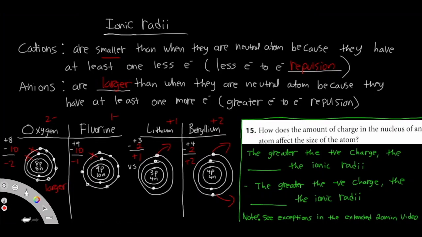Lastly, number 15, green question of the day. How does the amount of charge in the nucleus of an atom affect the size of the atom? So we've already went over this. The greater the positive charge, the smaller the ionic radii as exhibited beside us. The greater the negative charge, the larger the ionic radii.